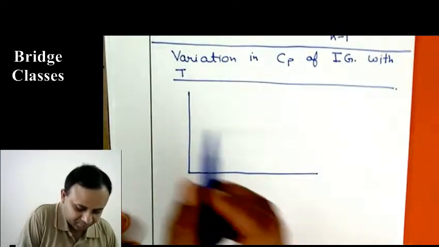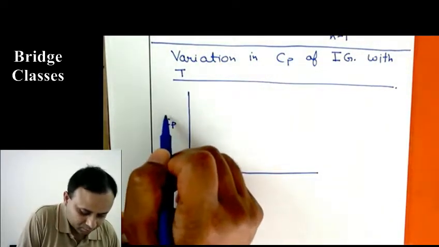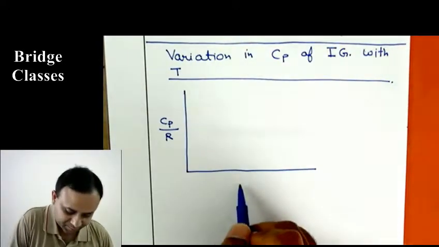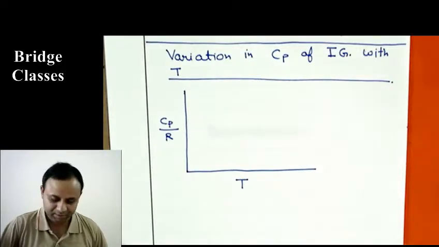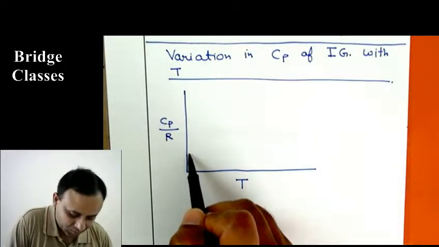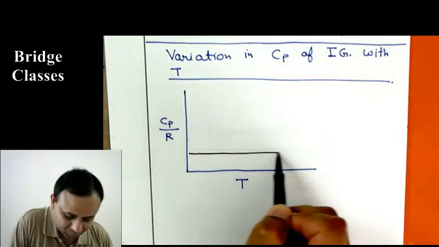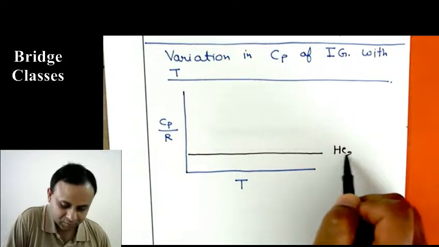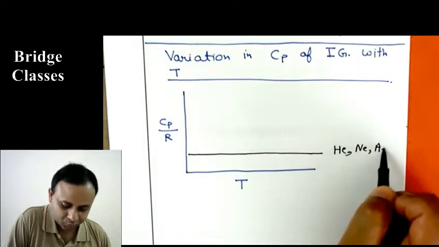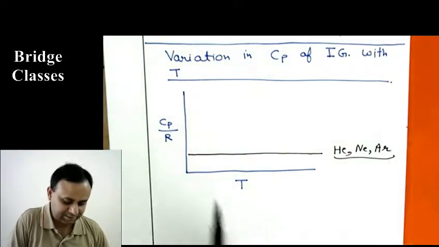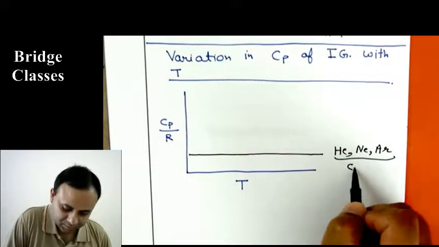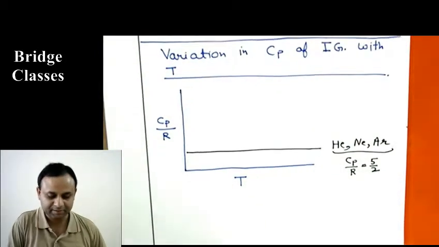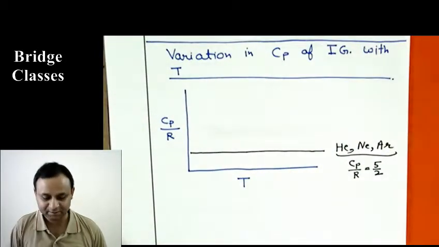So this is Cp over R. If we plot this with temperature for different gases, you get these curves. For monoatomic gases, it does not change with temperature. This is for monoatomic gases like helium, neon, argon. For these gases, Cp over R is 5 by 2 and it remains constant. It does not change with temperature.